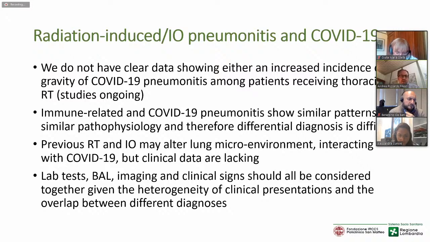We know that immune-related and COVID-19 pneumonitis show very similar patterns, and it's very difficult to get a differential diagnosis. We know that previous radiation therapy and immunotherapy may alter the lung microenvironment, interacting with COVID-19, but we do not have any clinical data about that. The laboratory tests, the bronchoscopy, imaging and clinical side should also be considered together. The clinical presentations are very heterogeneous, and the overlap between different analyses is very common. So it is really difficult to work on these patients.